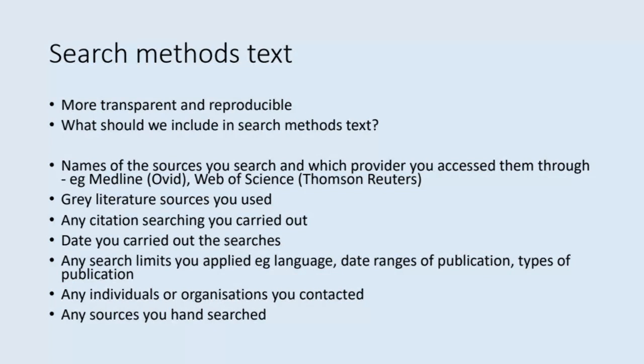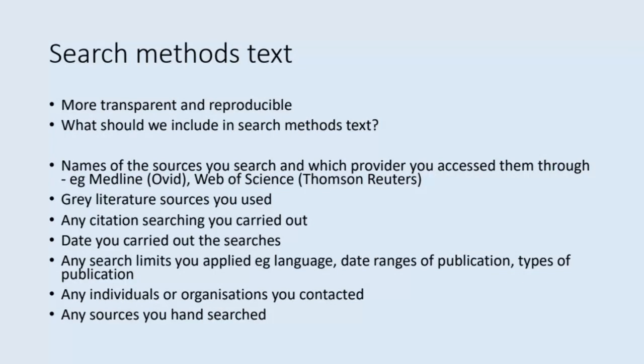So the types of information that we would include in search methods text, again, it completely depends where you're publishing this, but the names of the databases that you've searched and which provider you access them through. So for example, Medline is available through quite a number of different providers. So Ovid provides access to Medline. So it's quite good practice to say the database and actually the provider, the company or the interface that we've used to access that. So for example, Medline in Ovid or Web of Science by Thomson Reuters, they are the company that gives us Web of Science, the platform that we use it for anyway.